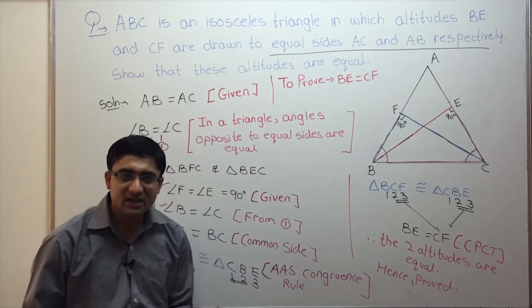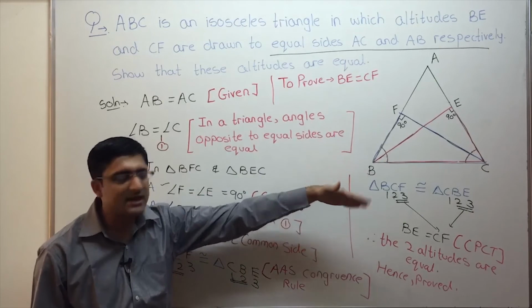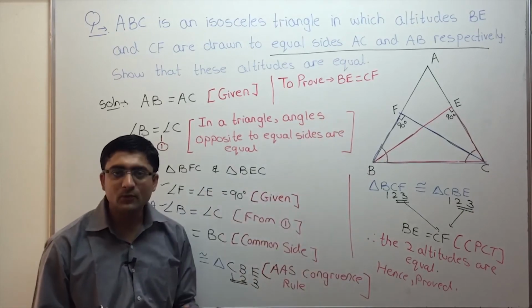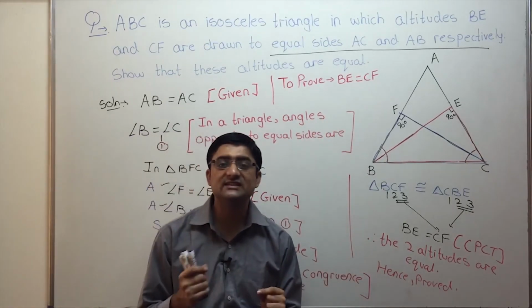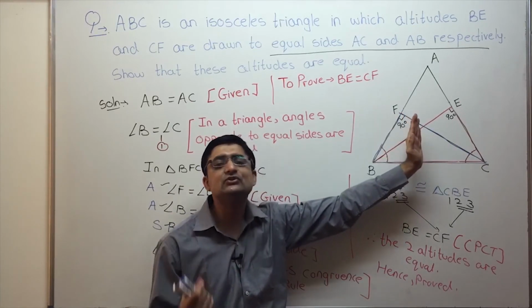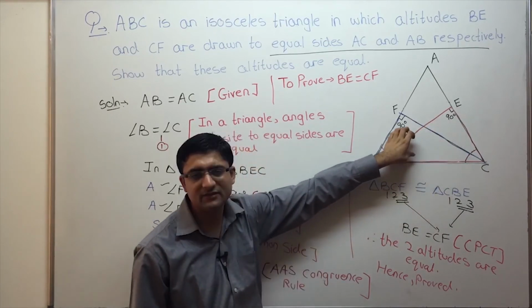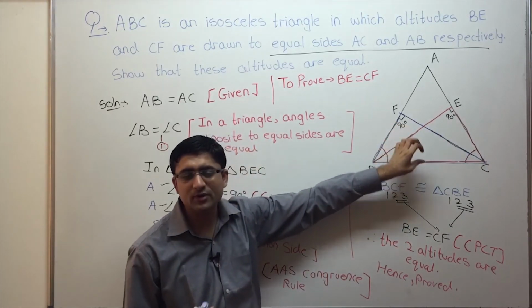So remember, whenever you have a figure in which you want to show two corresponding parts to be equal, it could be two corresponding sides or two corresponding angles, generally what we do is look for two triangles which have these as their parts. For example, here I wanted to show BE is equal to CF. So search for two triangles which have BE and CF as their sides. So I chose triangle BEC and triangle BFC. Just show these two triangles to be congruent.